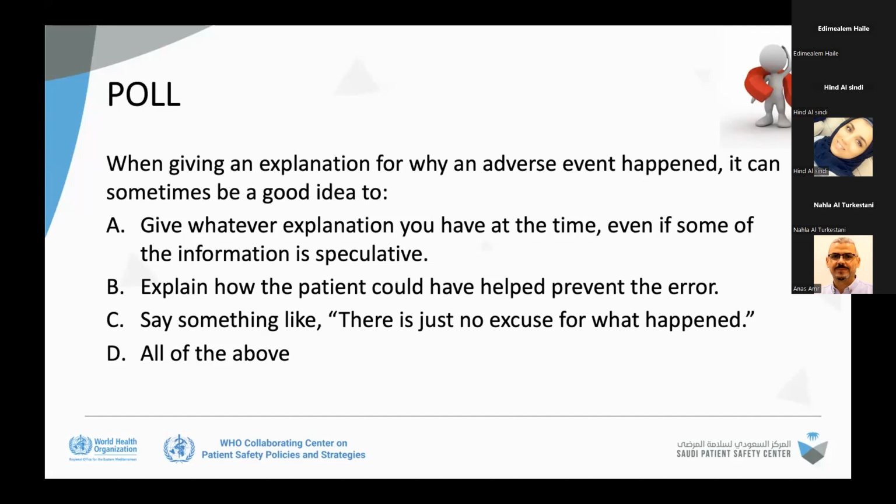Okay, so there is equality in each answer, so you did not agree on one answer, but the correct answer is, say something like, there is just no excuse for what happened, because as we said at the beginning of this chapter about open disclosure, it's not correct to provide speculative outcomes to the patient. You should not provide whatever explanation you have. It's only correct to provide facts to the patient. And the second answer also is incorrect, because you should not explain to the patient, in that situation, how they could have helped to prevent the error.